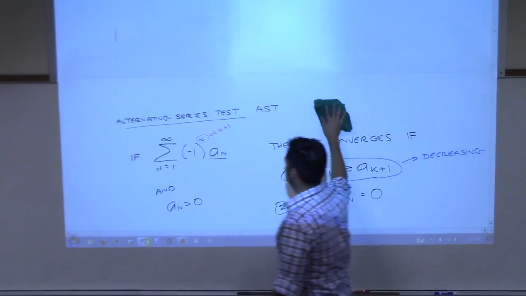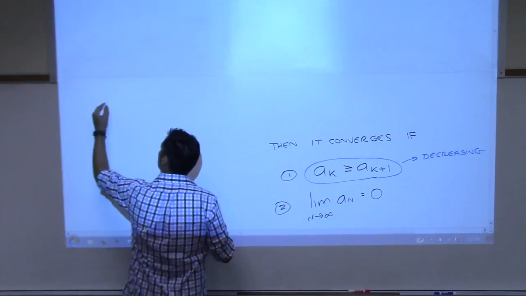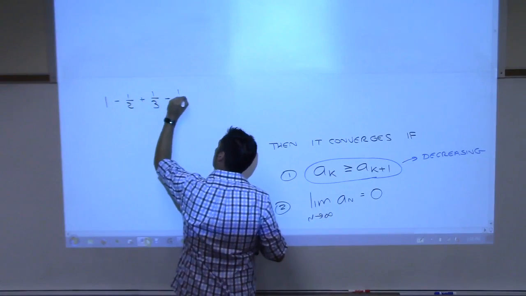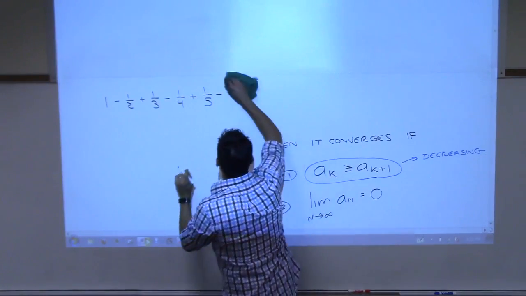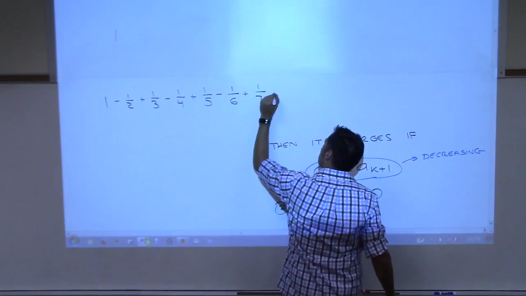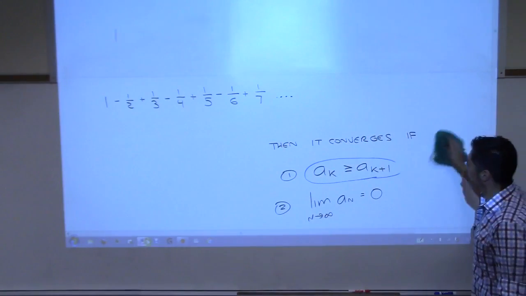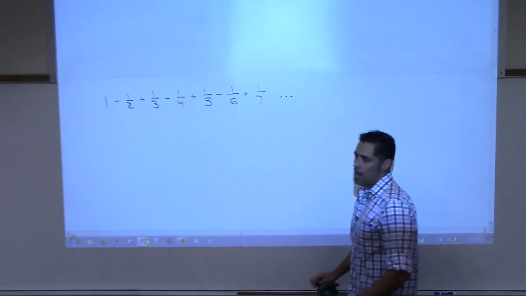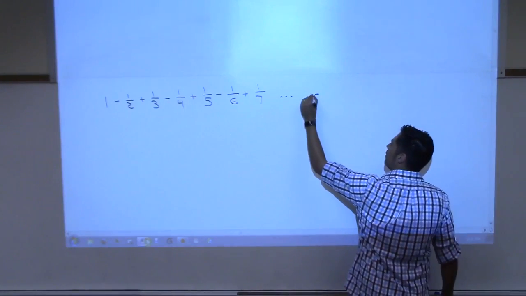So let's do an example. I'll give you your first alternating series. And let's do this: 1 minus a half plus a third minus a fourth plus a fifth minus a sixth plus a seventh, dot, dot, dot, right? Does that look familiar? What type of series does that look like? Harmonic. That looks like 1 over n, doesn't it? But it's not. It's slightly different because of the alternating.